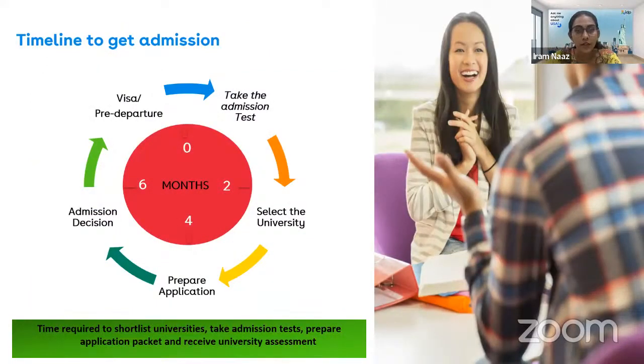Timeline to get admission. So, you should take the admission test first. Admission test means if you're planning your IELTS or GRE, and then you need to shortlist the universities according to your profile. Like, you need to check the backlogs they are going to accept, whether they are not more than 2 or not more than 4. So you need to check all those, and you need to check the locations and per credit what fee they are charging, everything, and prepare your application and wait for the decision.